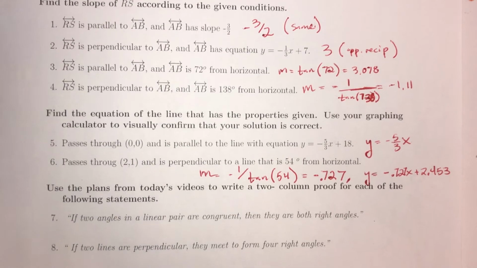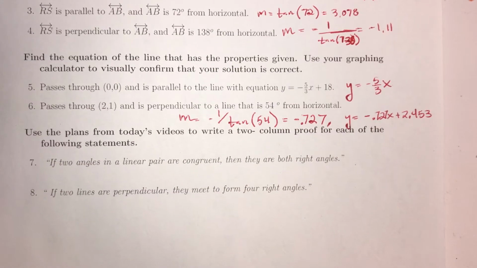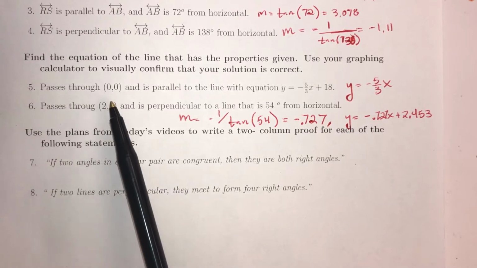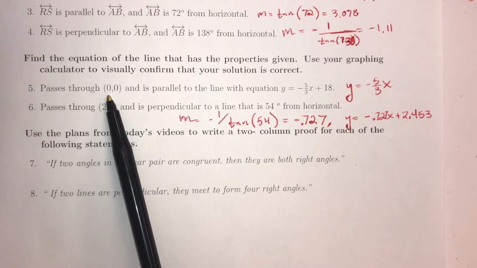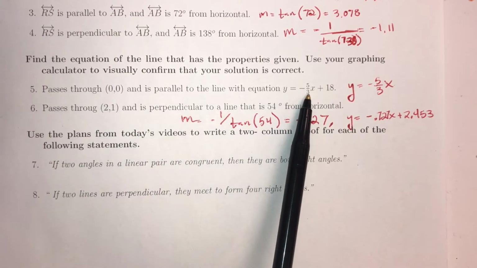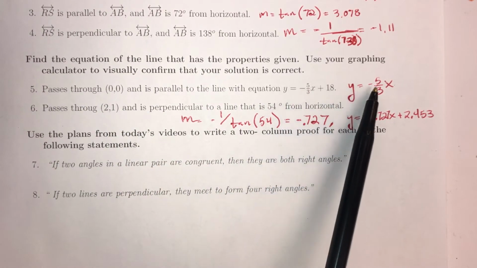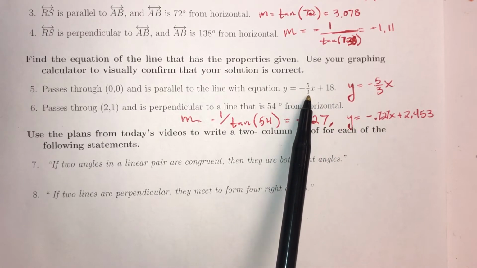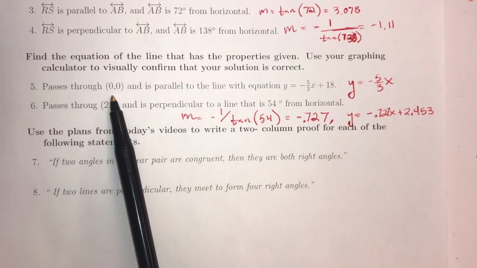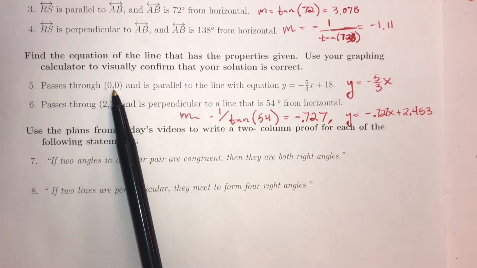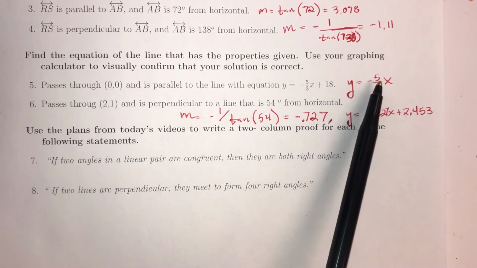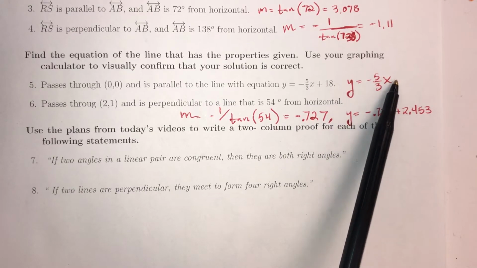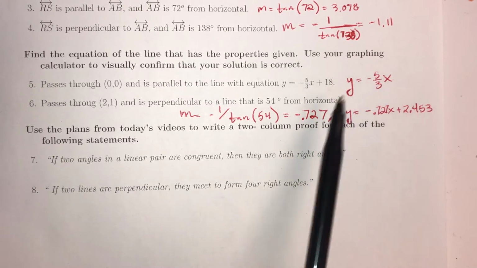All right, next, find the equation of the line that has the properties given. Use your graphing calculator to visually confirm that your solution is correct. First, we want the line that passes through 0, 0 and is parallel with this one. If they're parallel, they have the same slope, so my m value is -5/3. Since it passes through the point 0, 0, the y-intercept is 0. So the equation is just the same slope, x plus 0. So that's it.